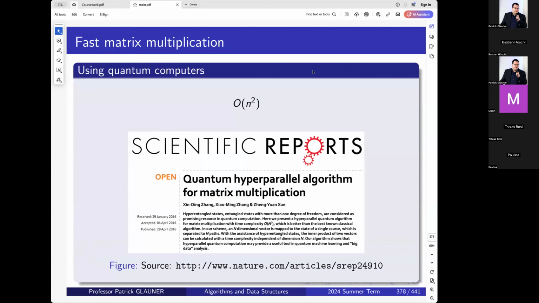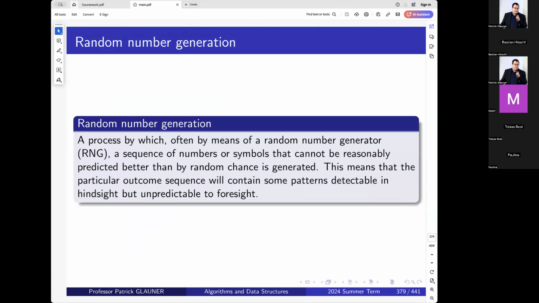And there are also some theories about how to use quantum computers for fast matrix multiplication. But this is something we won't be discussing for now, because quantum computing is something we'll discuss in the next lecture.